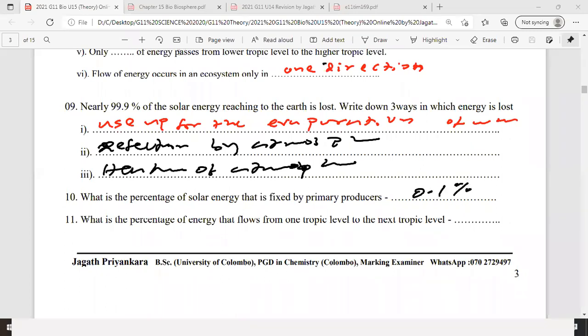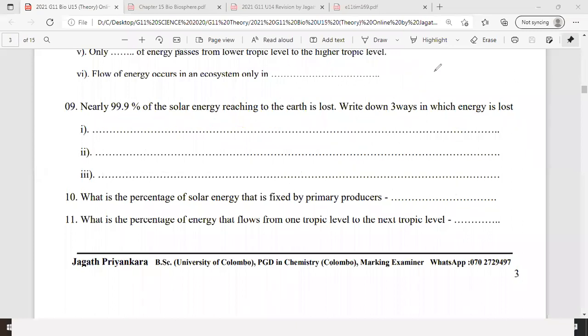What is the percentage of energy that flows from one trophic level to the next? That is 10%. The percentage of solar energy fixed by primary producers is 0.1%. That means 99.9% is lost. Right, that is the end of the page.